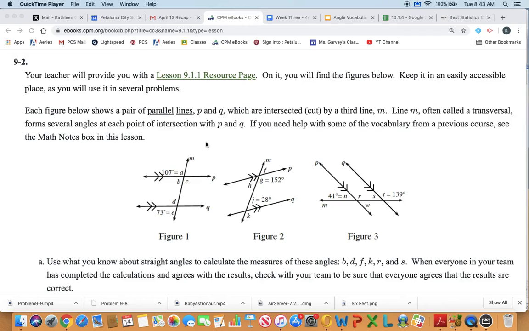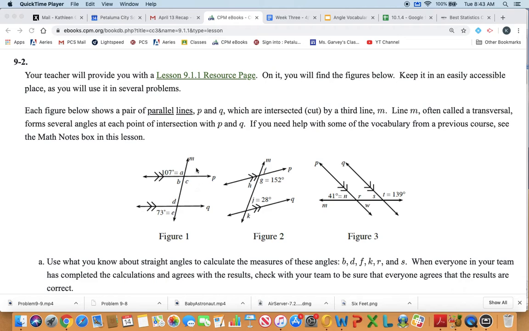This is problem 9-2. For those of you that haven't read through this problem quickly, do that now, put me on pause. I'm going to hit the high points on this problem. There are 3 figures involved in this problem. They are all pictures or diagrams of parallel lines cut by a transversal.